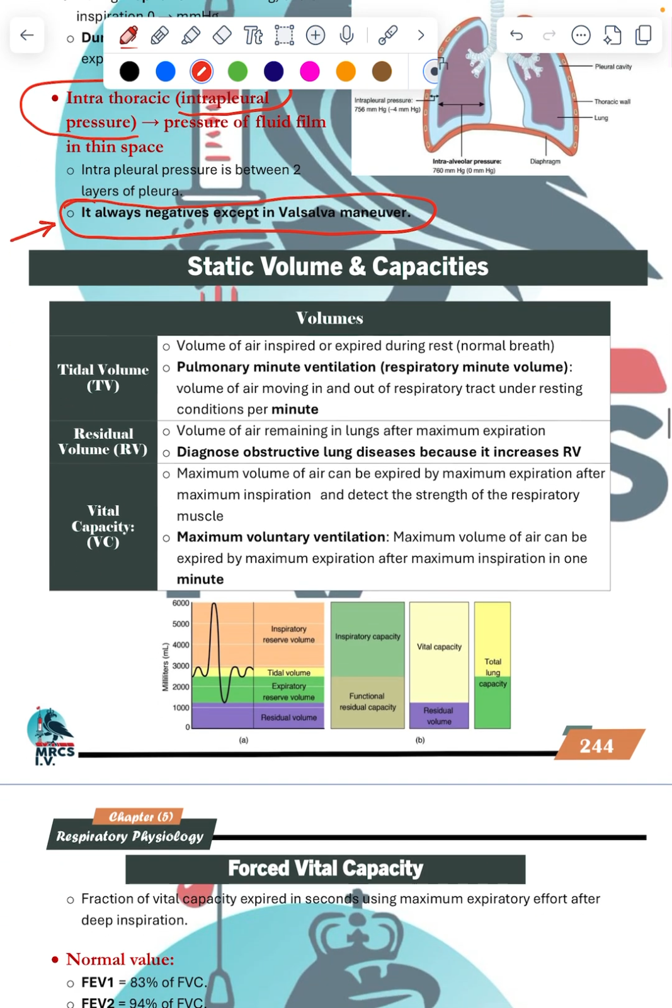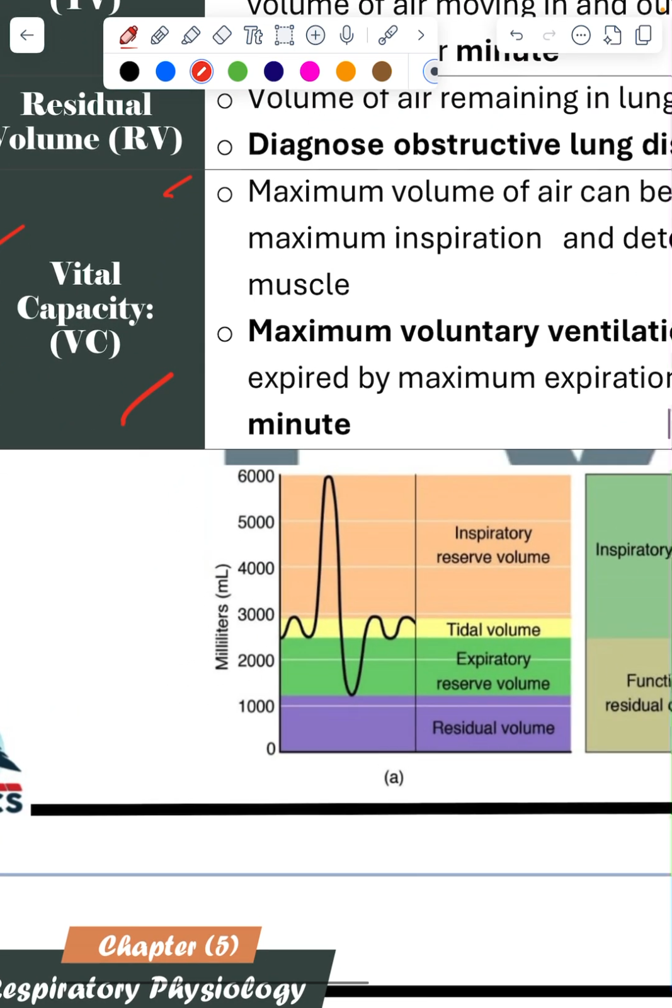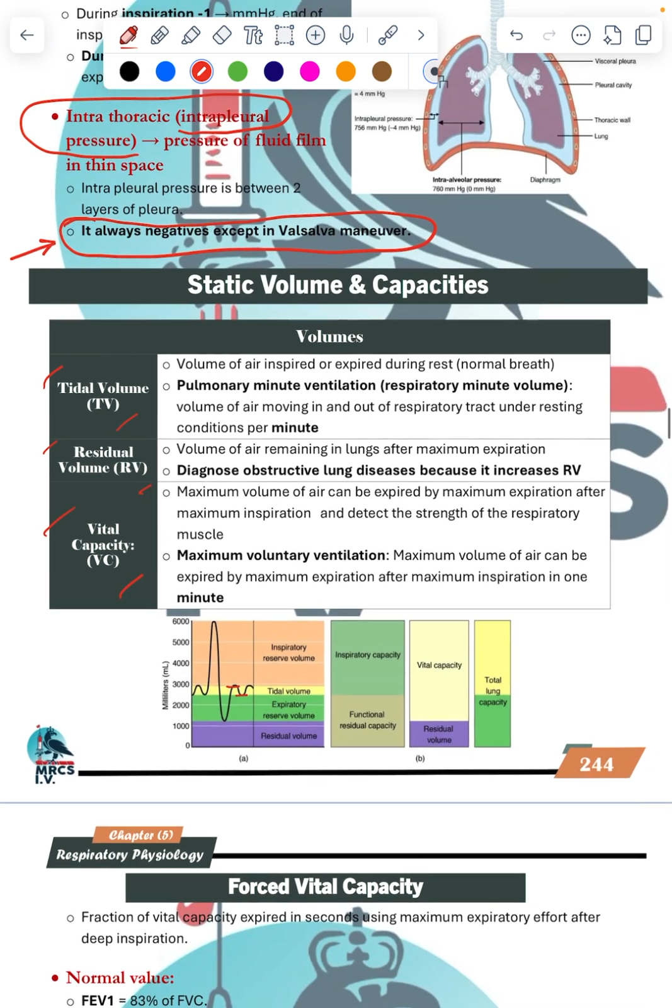So, static volume capacities. What is tidal volume? These are the three important things: tidal volume, reserve volume, and the vital capacity. Tidal volume is the volume of air inspired and expired normally. If you see this, inspiration is upper and expiration is lower, so this much will be tidal volume. Roughly it is around 500 ml.